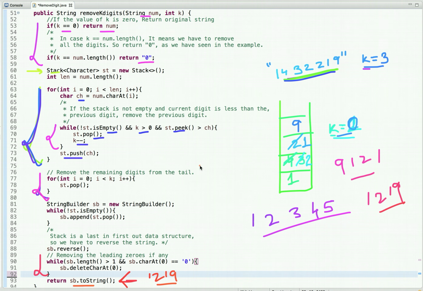So now let's talk about its time and space complexity. Its time complexity is O(n) and its space complexity is also O(n).